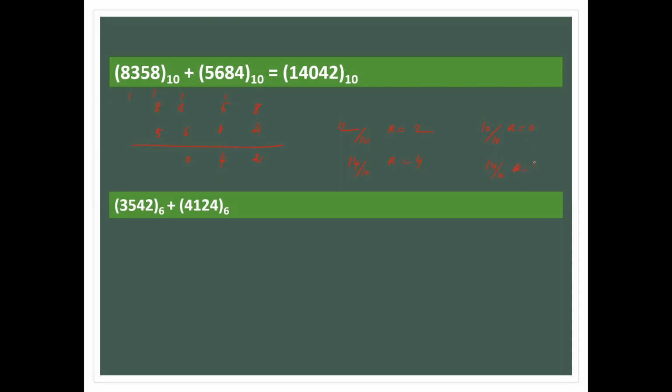And then the remainder is 4. So that comes out here. So 1 as it is, it comes here. So 14042 has to be the number. That is the addition of these two. So same kind we will apply for this as well.